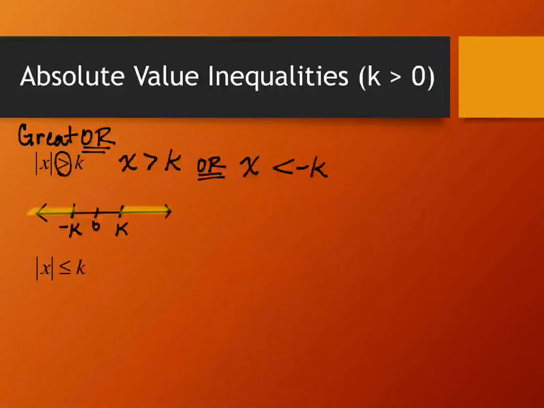We're still going to use our inequality parentheses and brackets in the same way. So if we have an equal sign, we're using brackets. If we don't have an equal sign, we use parentheses. So on this one, I don't have the equal sign, so they are parentheses. And if I were writing the interval notation, it would be negative infinity to negative k, and then k to infinity, because it's an or statement.